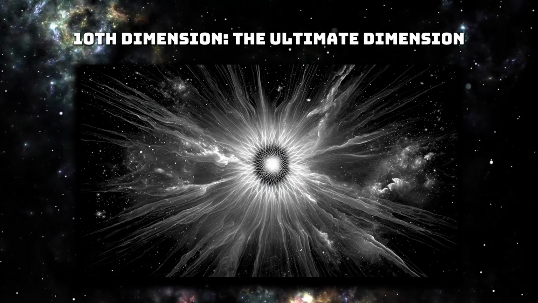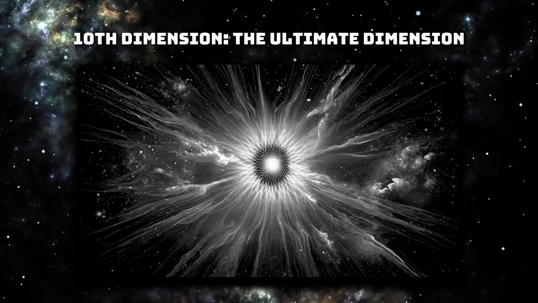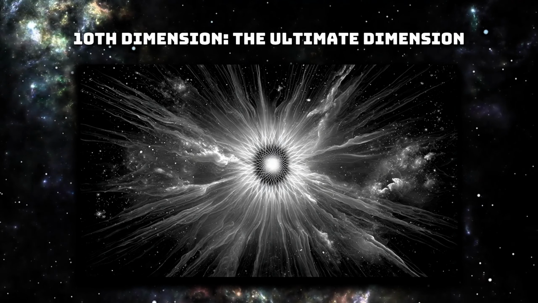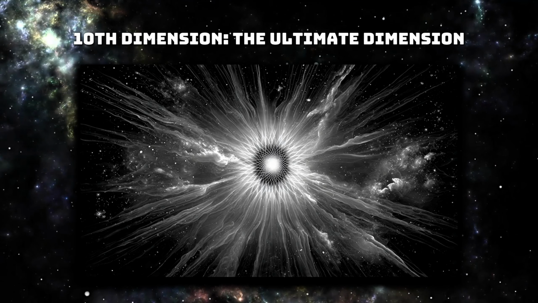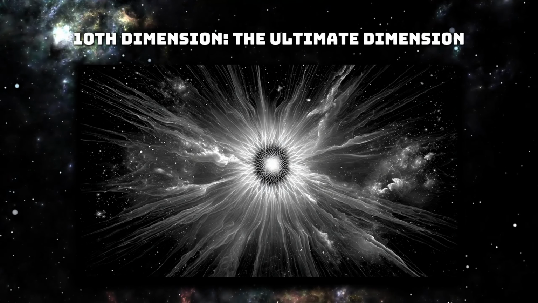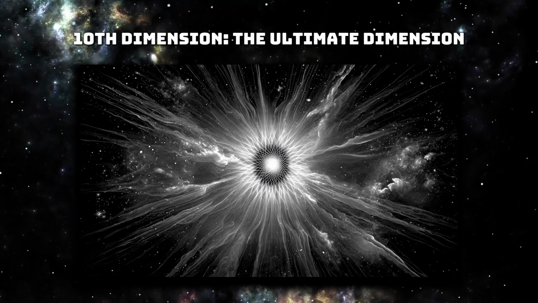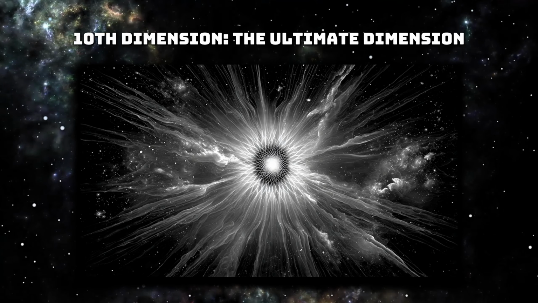Let's revisit the progression to understand what makes 10D so extraordinary. 5D contained every possible timeline of our universe. 6D contained every universe with the same laws of physics. 7D contained universes with different laws. 8D contained all possible universes with all combinations of laws and structures.